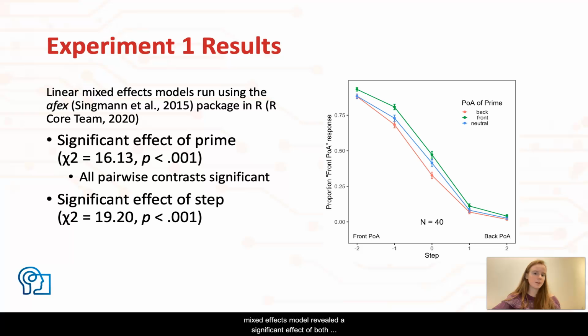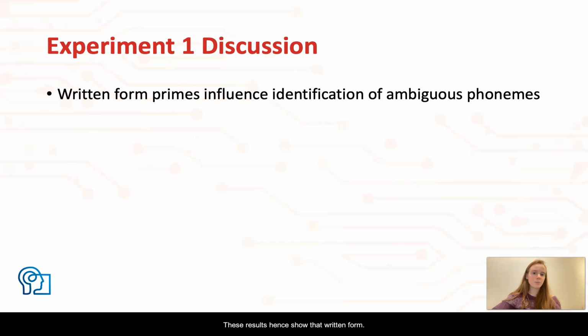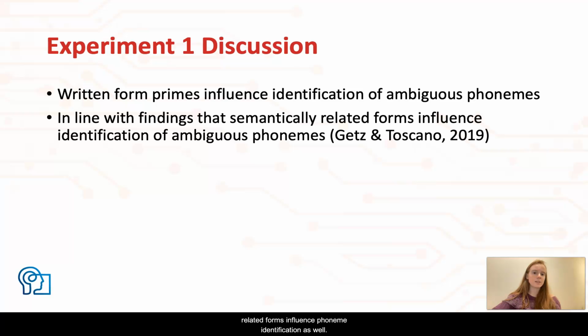Results from our linear mixed effects model revealed a significant effect of both prime and step with no interaction. Follow-up analyses also showed that all pairwise contrasts between our prime conditions were significant. These results hence show that written form primes influence identification of ambiguous phonemes. These findings align with evidence that semantically related forms influence identification of ambiguous phonemes as well.